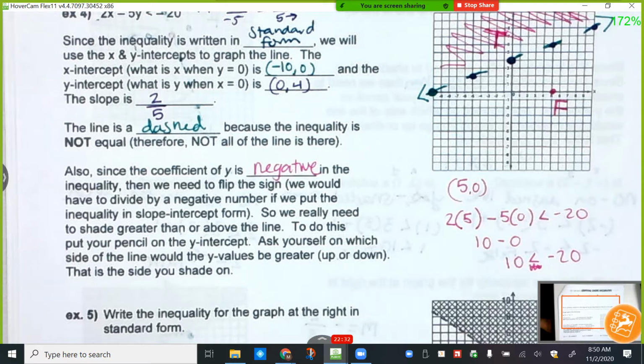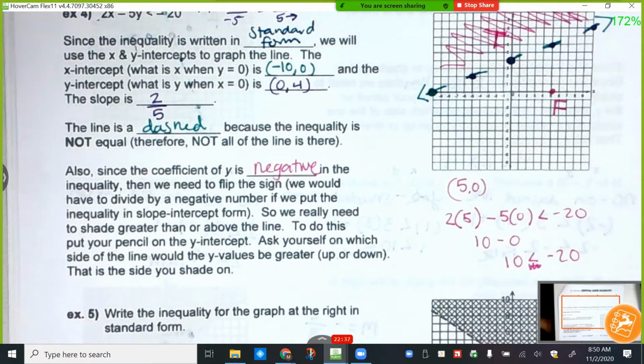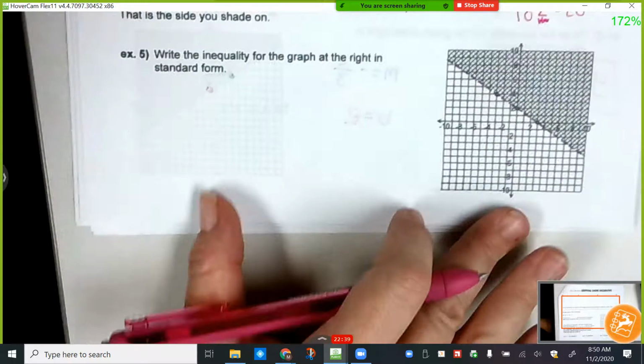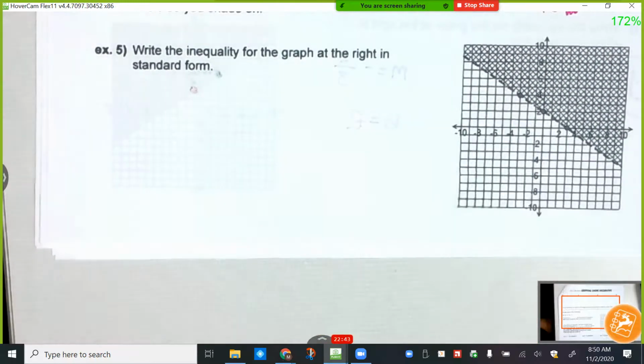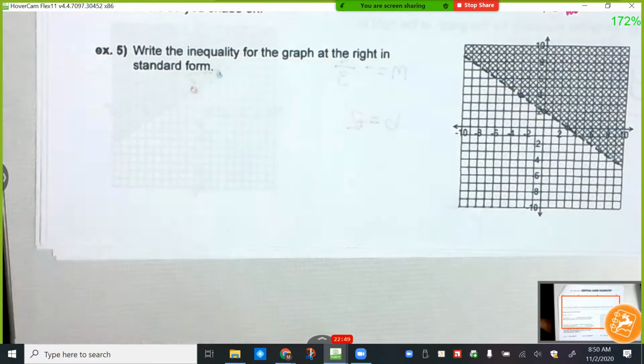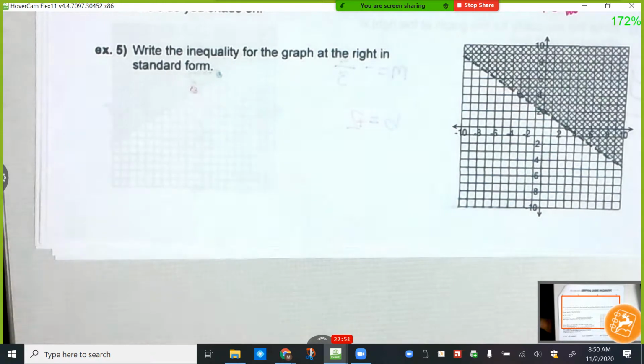Okay, one more, then I'm done talking. I want you to realize this is the same graph as the one on the front, and the one on the front told us to put it in slope-intercept form. What form does this one say? Standard form. So just a reminder, standard form is when x and y are on the same side. Okay, so let's write it in slope-intercept form because we know that, and that's easy to do.